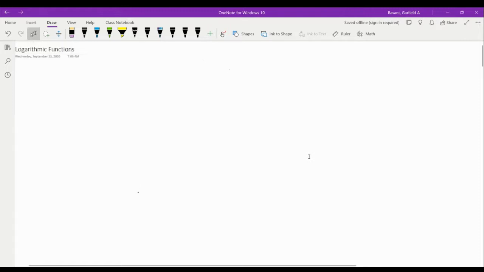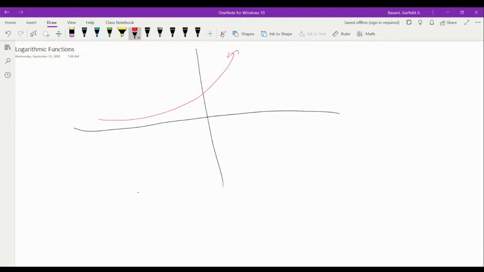So let's talk about this logarithmic function. We have the exponential function that looks like this. This is y is equal to e to the x for the most part. Let's write a little lower. Now there's this imaginary line running through our graph paper that looks like this.